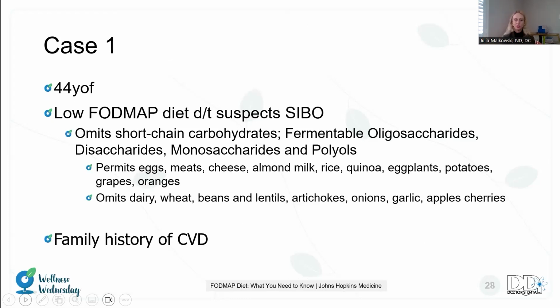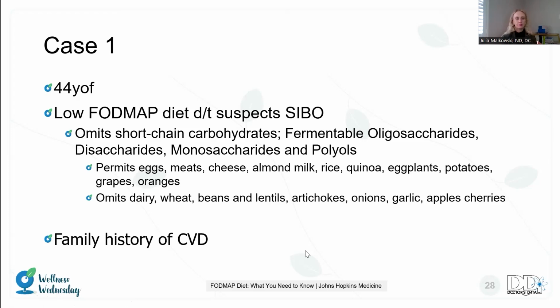Now, let's take a look at some cases. Our first case is a 44-year-old female. This individual is currently on a low FODMAP diet, and they suspect SIBO, so therefore utilizing that low FODMAP diet that's omitting the short-chain carbohydrates, fermentable oligosaccharides, disaccharides, monosaccharides, and polyols.